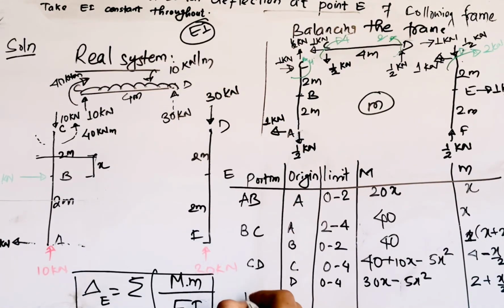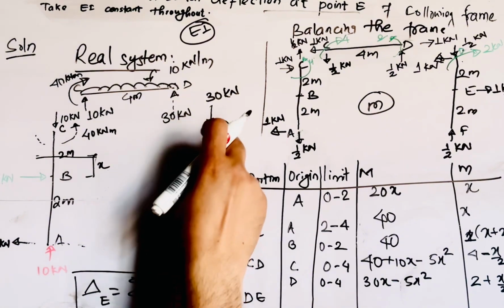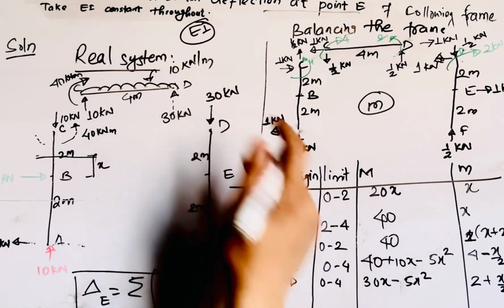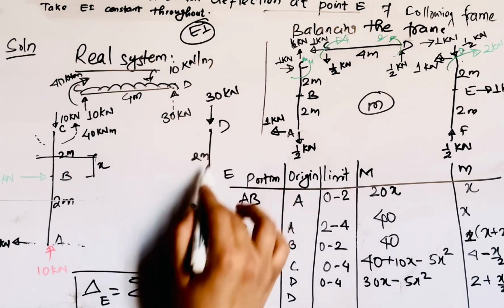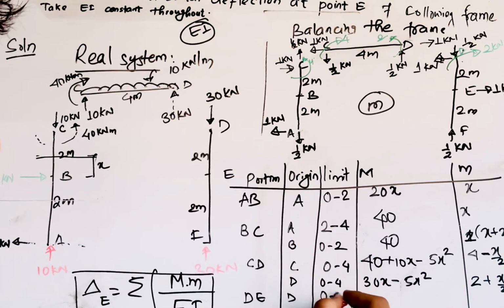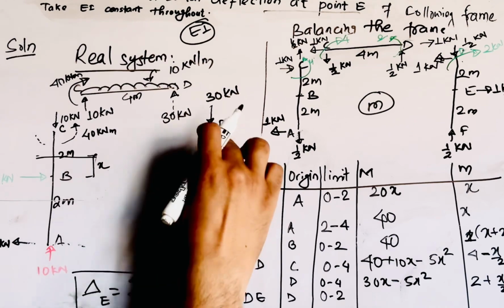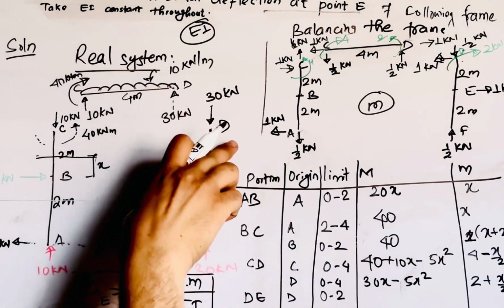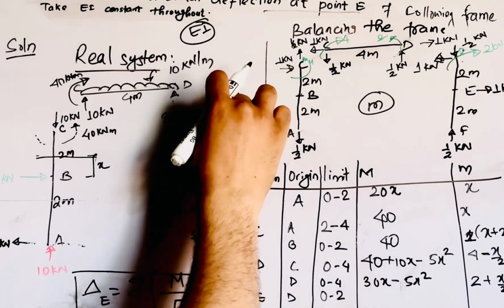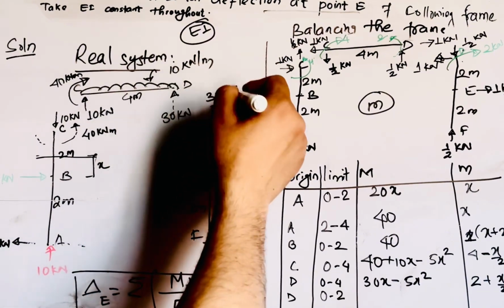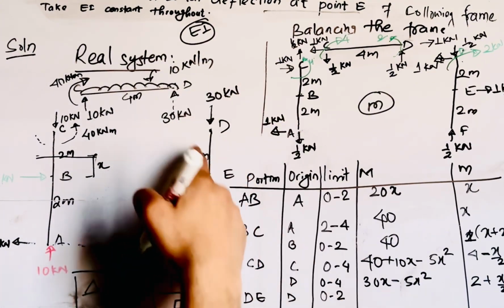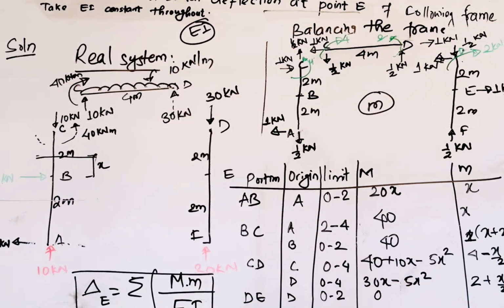Now, it is over DE and EF. So for DE, let us make a DE section and write the origin. I assume it as D. Let us suppose this origin is D, the limit will go from 0 to 2, right? And what will the value of moment be in this case? There is no shear force, the only axial force is there, so it cannot give any moment. So the M system will be 0, right?